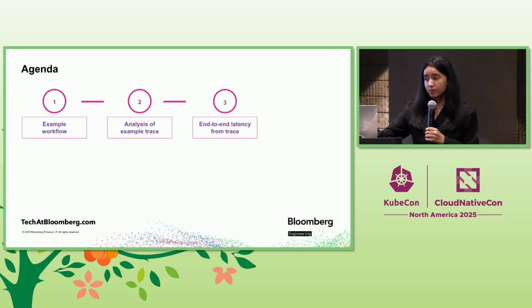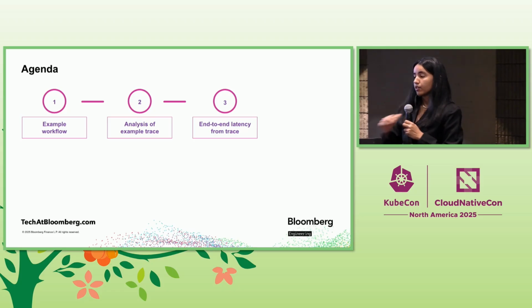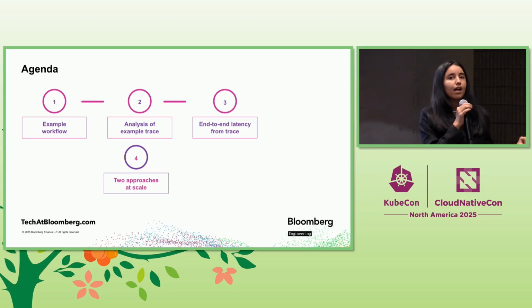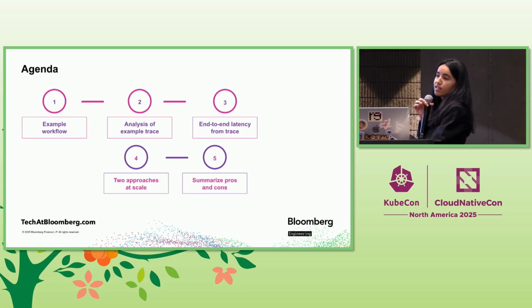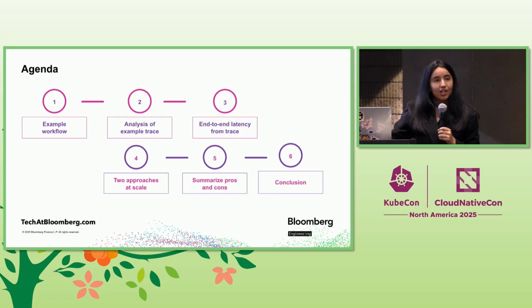And then we will see what it takes to get the end-to-end latency from just one trace. We will extrapolate that to scale, and we will dig into 2 specific approaches for how to do that at scale, and summarize the things that worked for us and did not work for us. And then finally, I'll end the talk, and we'll have time for Q&A.